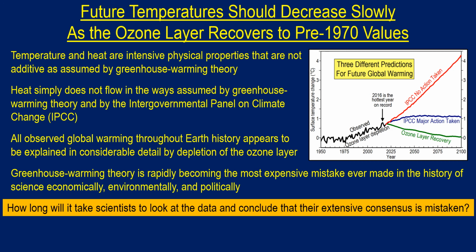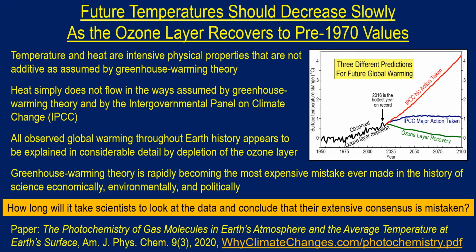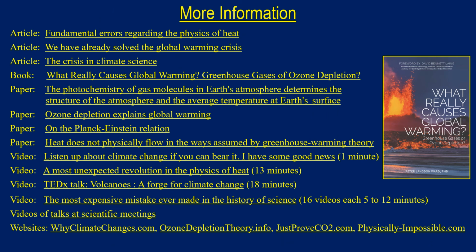How long will it take scientists to look at the data and conclude that their extensive consensus is mistaken? The details are contained in this published paper, The Photochemistry of Gas Molecules in Earth's Atmosphere and the Average Temperature at Earth's Surface. More information is available at these web links.